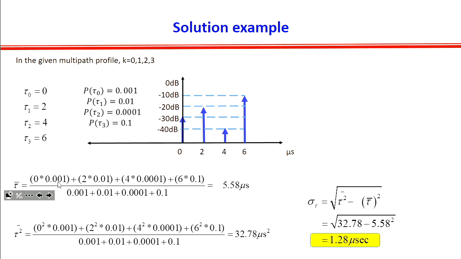So it's given in dB. Generally, the power is defined always in dB scale. With respect to the signal transmission, the attenuation is shown here for the multipath taps. But you need to calculate the linear version and substitute it into the equation. So when you do that, you get these two values and you end up with an RMS delay spread of 1.28 microseconds.